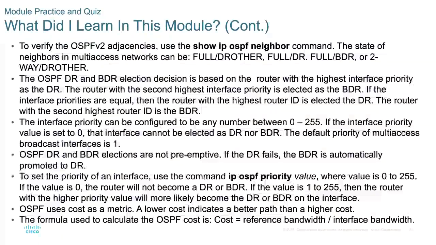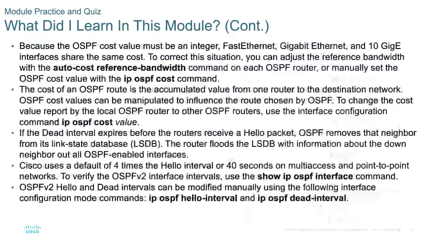Cost reference. So remember, we need to change the reference bandwidth on all the devices so that it will correctly allocate link costs based on the newer technologies. So the higher the bandwidth interfaces are proportionally representative in the costing and not all ending up with the same value. We talked about the fact that we could manually set the costs on each interface if we wanted to, using the IP OSPF cost followed by the value.